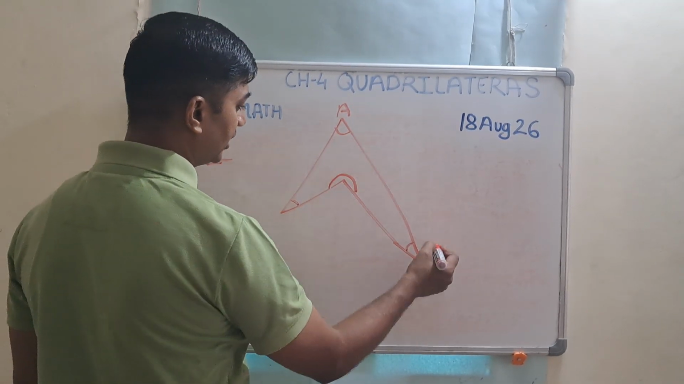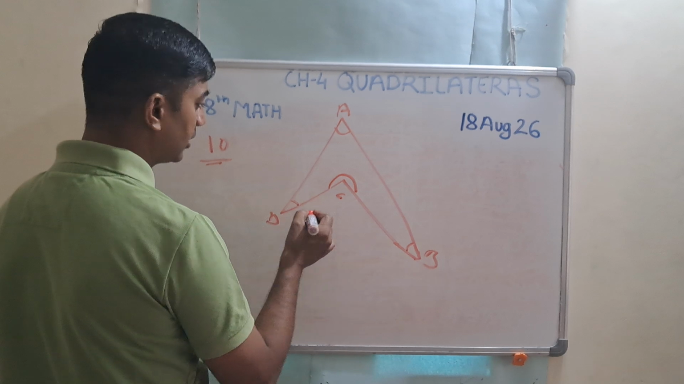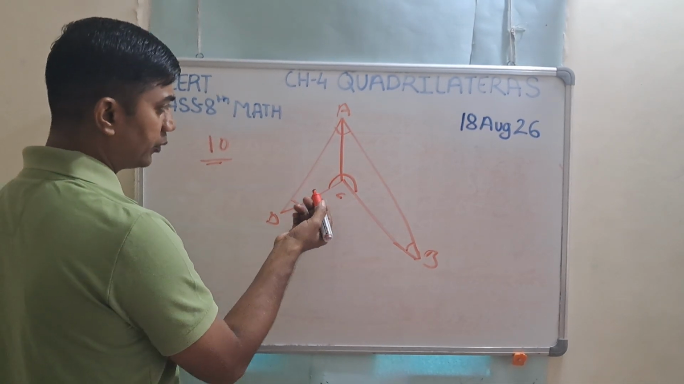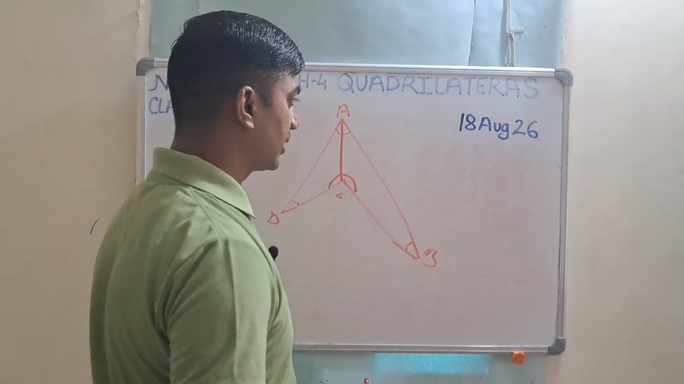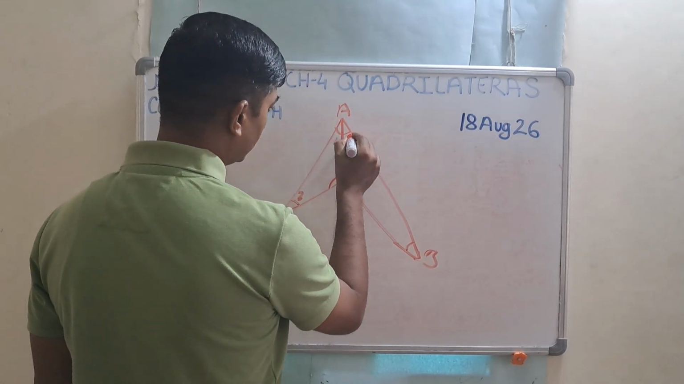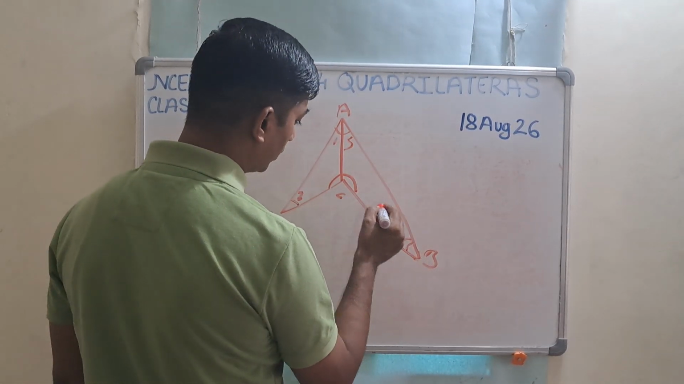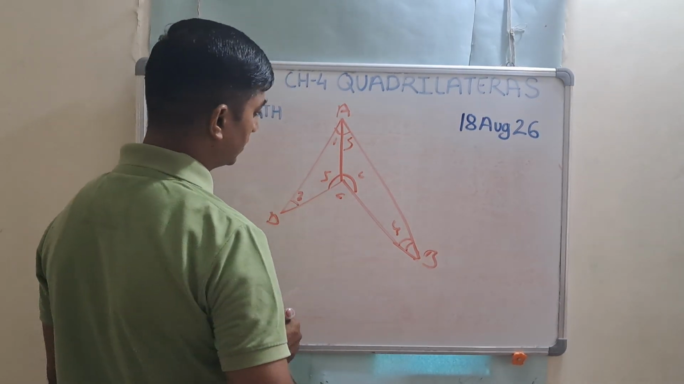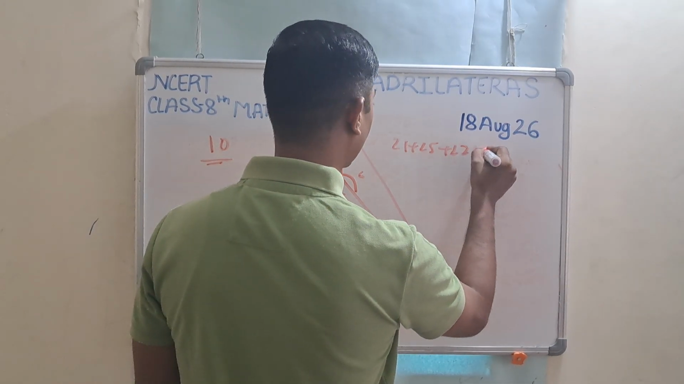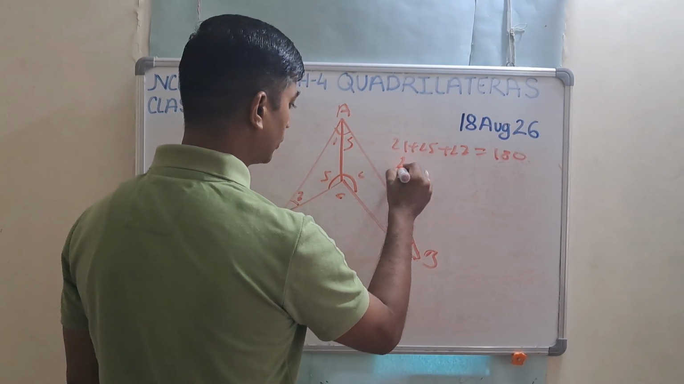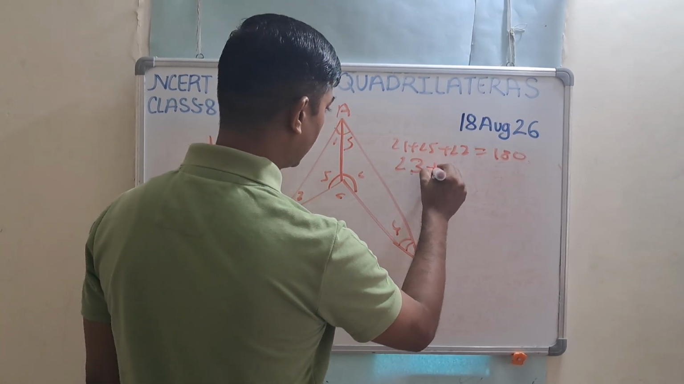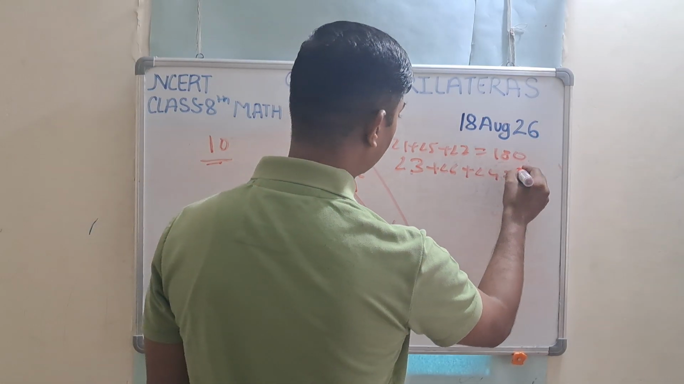If we name it as A, B, C, D, simply join AC. Now in both triangles, you know the sum of the internal angles is 180 degrees. If we name it 1, 2, 3, 4, and this is 5, and this is 6. What we will see? Angle 1 plus angle 5 plus angle 2 is 180 degrees. Understood? Also angle 3 plus angle 6 plus angle 4 is 180 degrees.